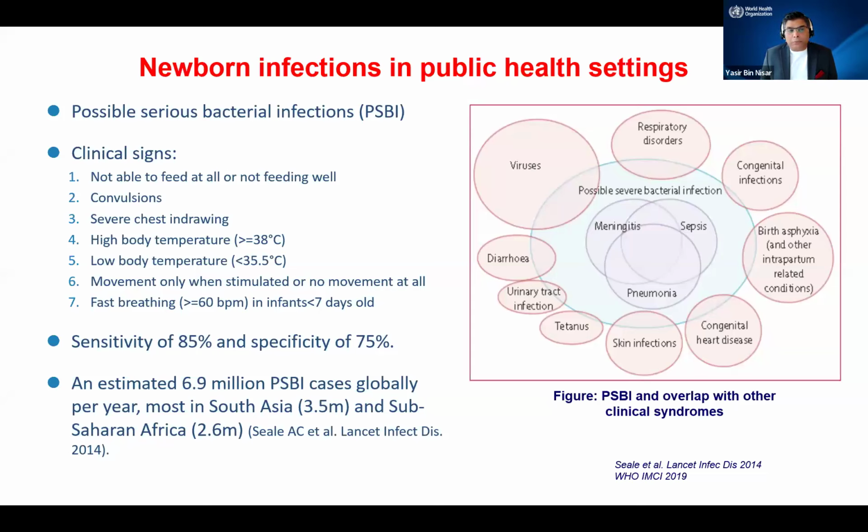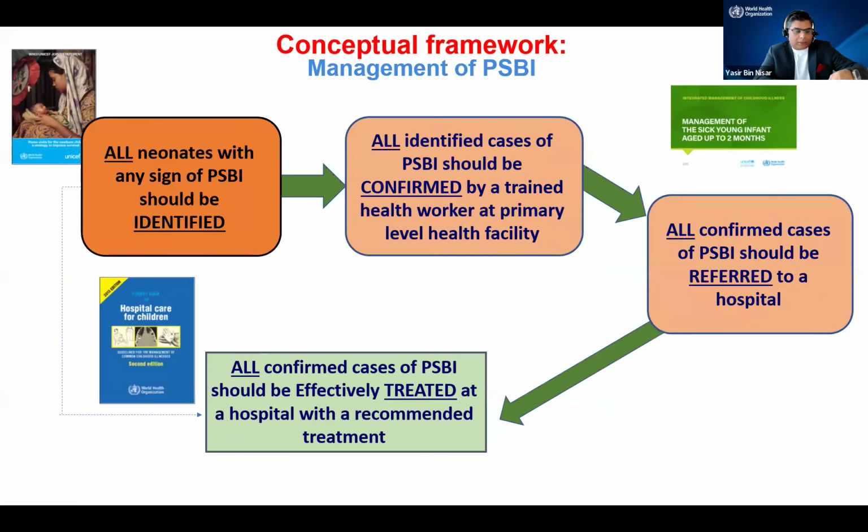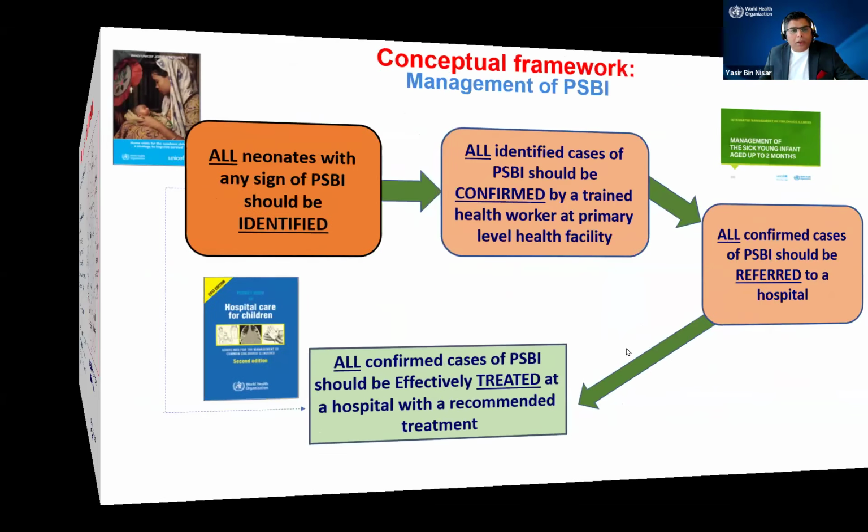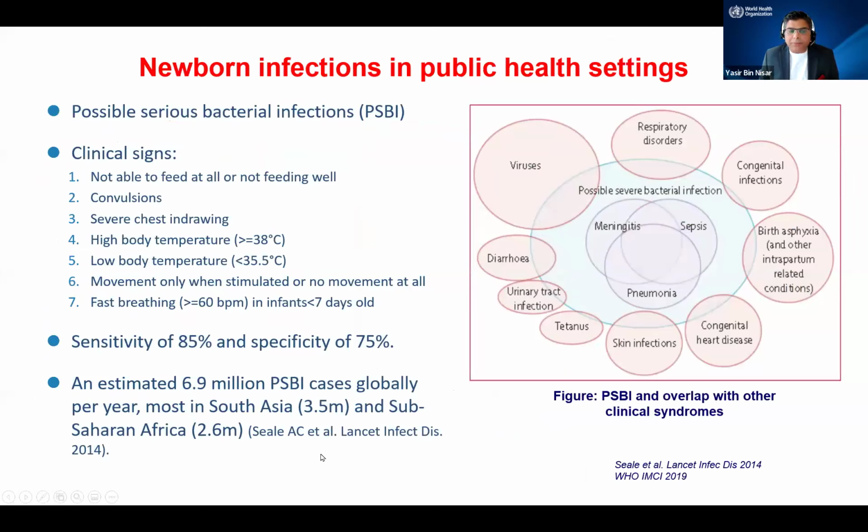One multi-center study, conducted in many countries during the decade of 2000 to 2006, evaluated the sensitivity and specificity of these signs and found that the sensitivity was 85% and specificity was 75%. That is why these signs are used. And we estimated that there are about 7 million cases of PSBI globally, and again, the higher proportion is in South Asia and Sub-Saharan Africa.